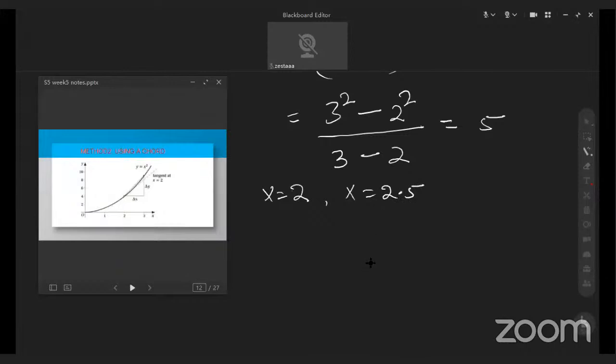Can you get me the gradient of this now? Someone get me the gradient. If you have changed our x from 2 to 2.5, someone get me the gradient. Yes, Melissa.